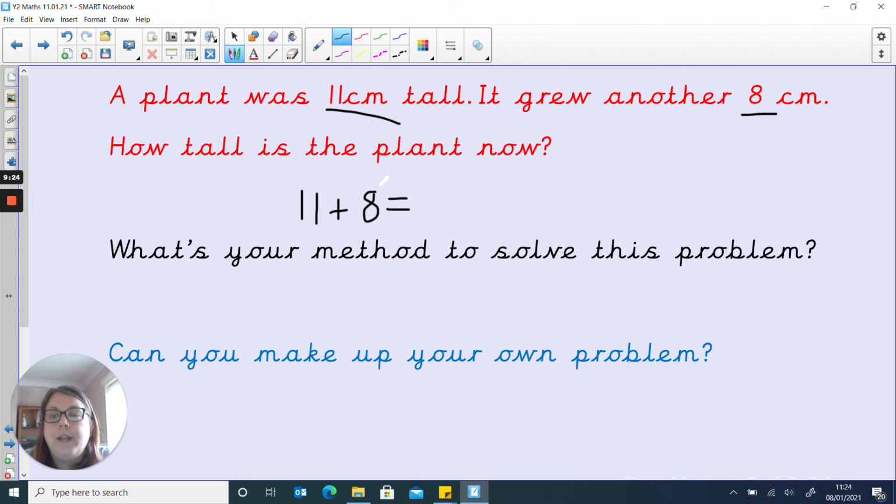So we've got 1 and 8, which we know is 9. Add on your 10, so our answer is 19. Hopefully you were able to do that.